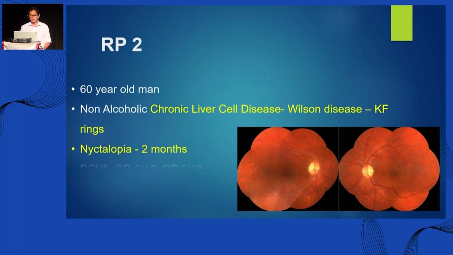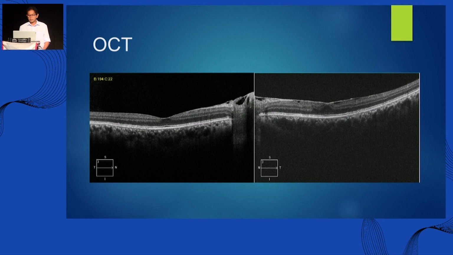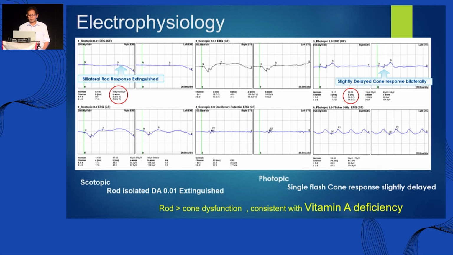So this patient, a non-alcoholic with chronic liver cell disease due to Wilson's, had night blindness for 2 months. OCT was somewhat normal except for perhaps an epiretinal membrane in one eye. Bilateral rod responses are extinguished. You can see that in the scotopic dim light, the B wave is not there. So that just means that the rods are not functioning at all.